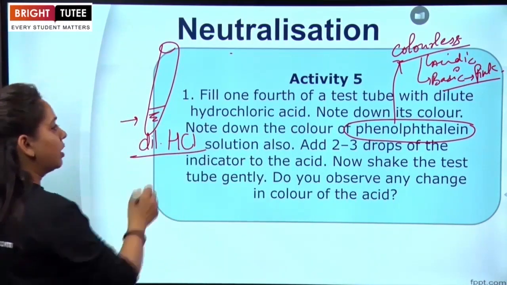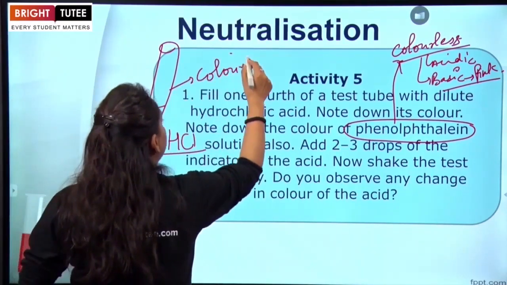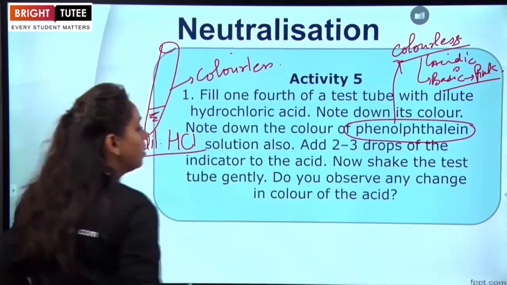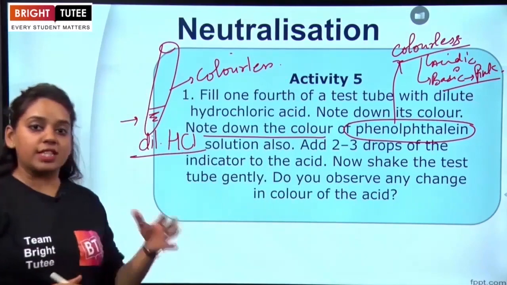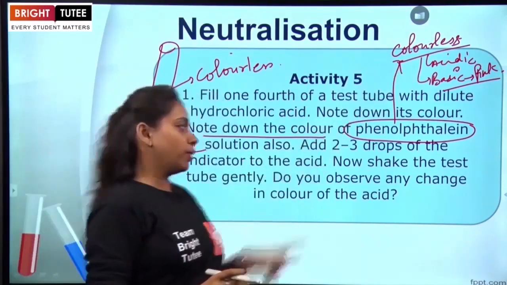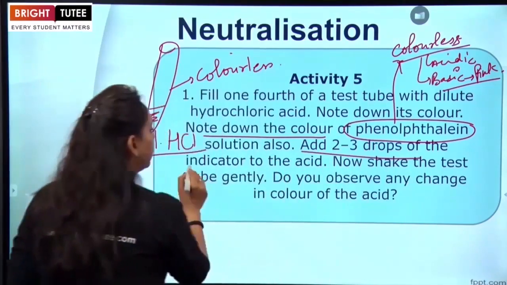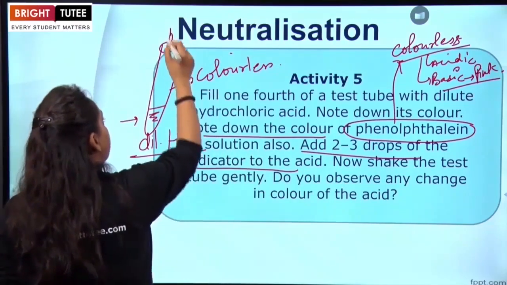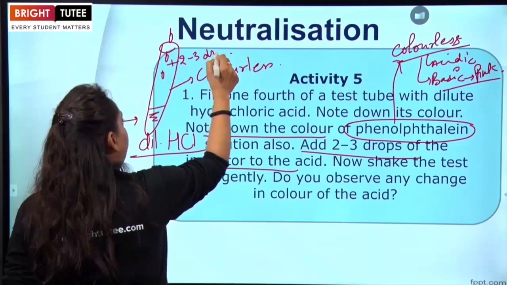Now you will note its color and you will observe it to be colorless. Naturally it is colorless. Now you will note down the color of phenolphthalein. Phenolphthalein is the acid-base indicator, and we have already noted that it is colorless. Now you will add 2 to 3 drops of phenolphthalein indicator to this test tube.